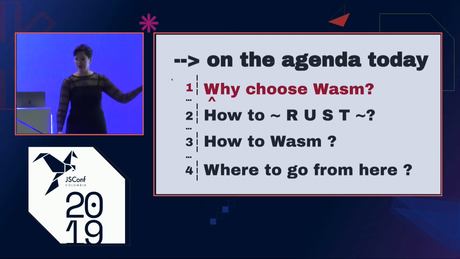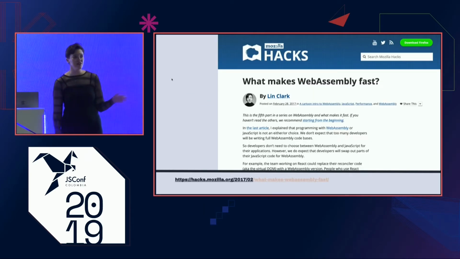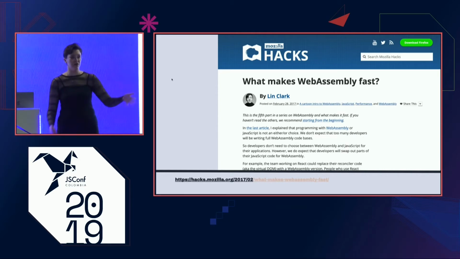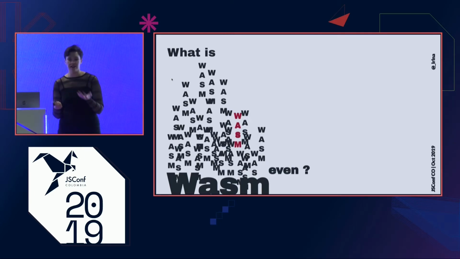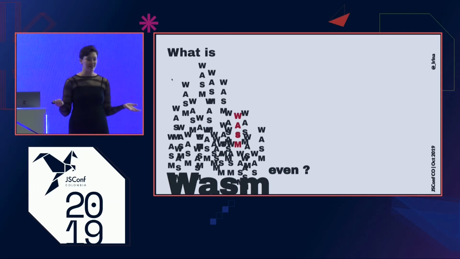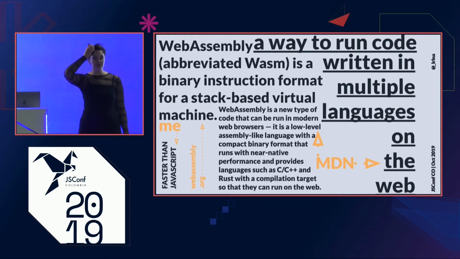Cool. So why do we want to go choosing WASM? There's a bunch of different things that people have written about working with WASM and why it's so incredibly fast and why you would want to choose it. But aside from all the articles, what is WASM even? How do we go about it? What is it again? There's a bunch of different definitions about it. One of them is from me, which just says faster than JavaScript. But there are some more intelligible ones out there.